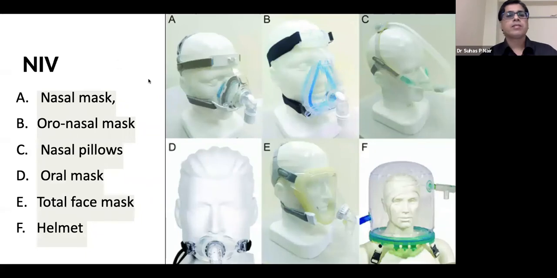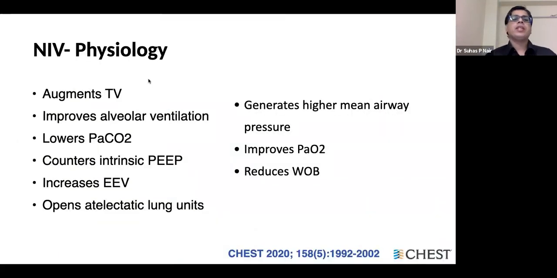The last part, NIV. The interfaces of NIV may be a nasal mask, oro-nasal mask, nasal pillows, oral mask, total face mask, and helmet. NIV basically augments the tidal volume and improves alveolar ventilation. It lowers the PCO2 and improves the PaO2. The PEEP provided during NIV ventilation counters the intrinsic PEEP. It increases the end expiratory volume. It opens the atelectatic lung units, and it reduces the work of breathing. It generates high mean airway pressure.